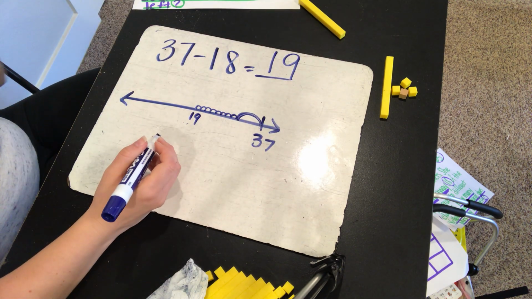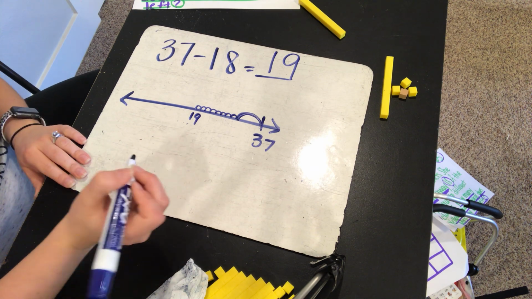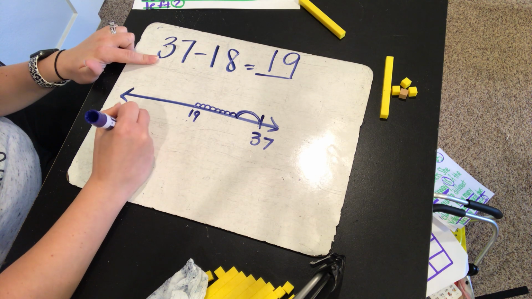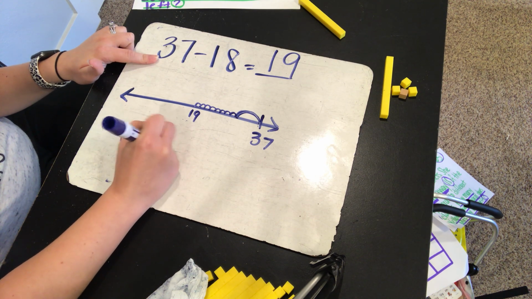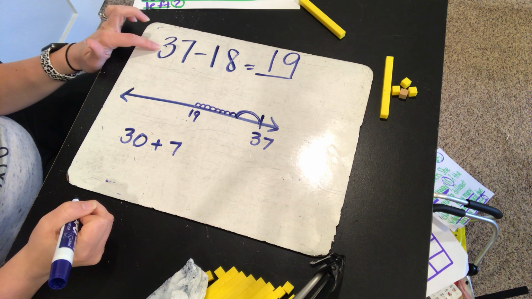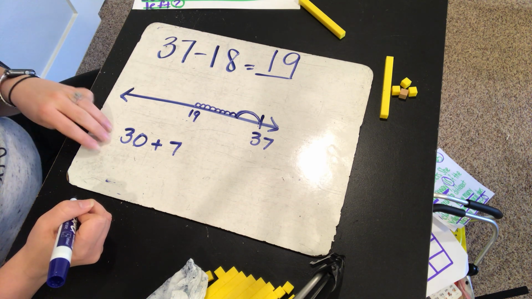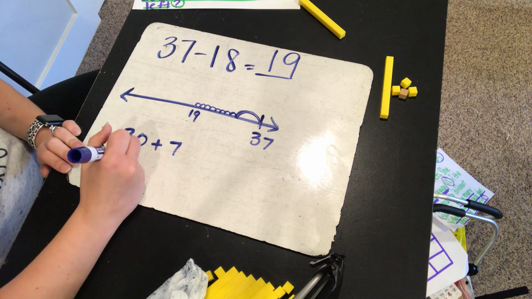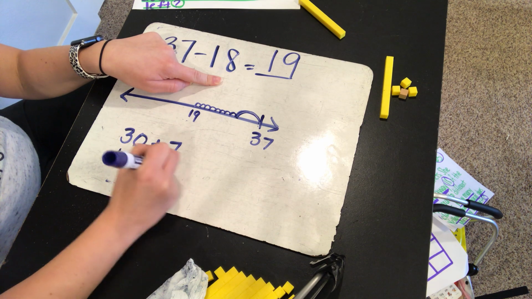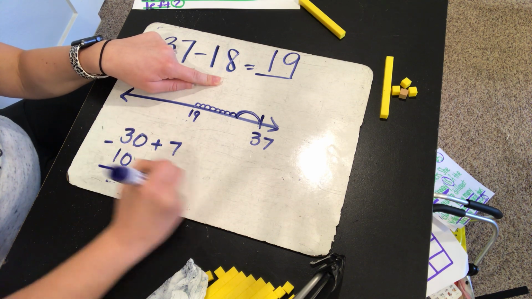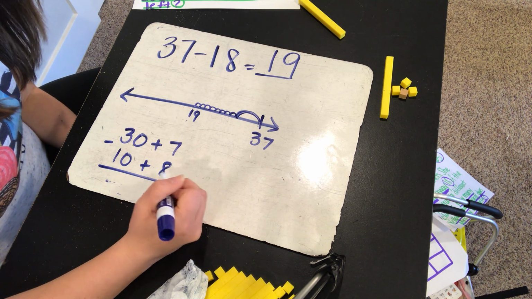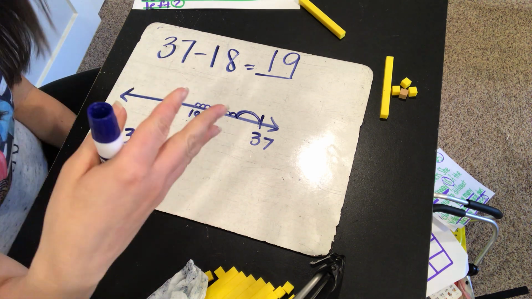Let's try that using expanded form now. All right, so 37, we have 30 plus 7, because there's 3 10s, so 10, 20, 30 plus your 7. And then we have 18, which is 10 plus 8, and subtract. Okay, 7 minus 8. Uh-oh, there's a problem. If I have 7, I can't take away 8.